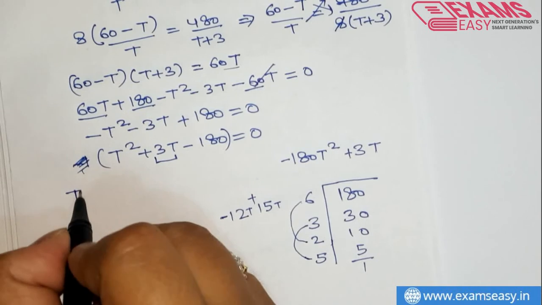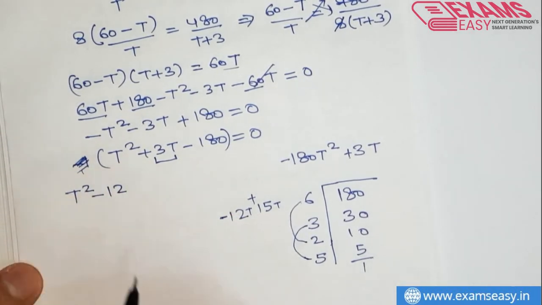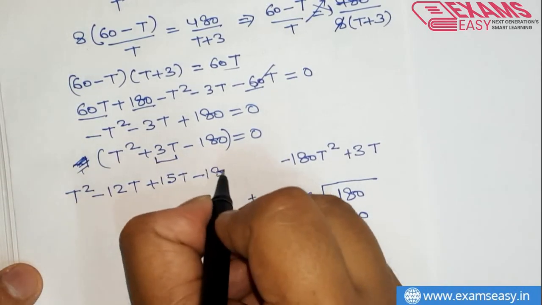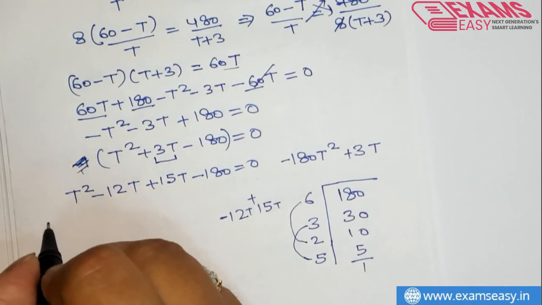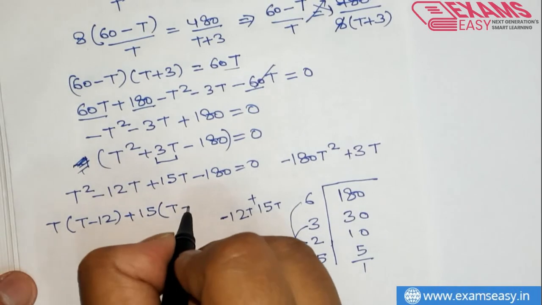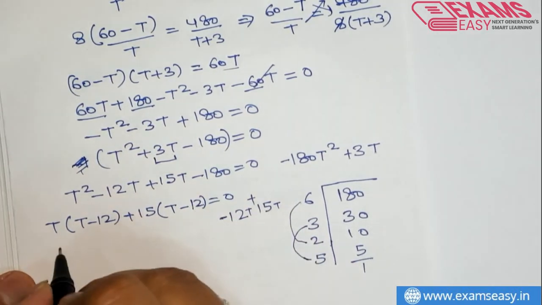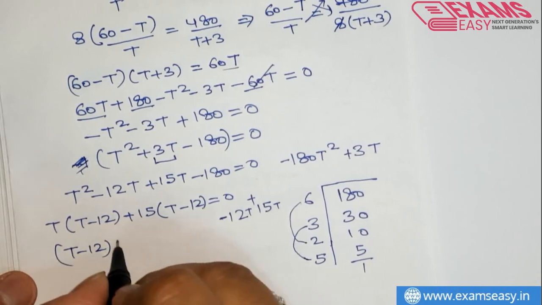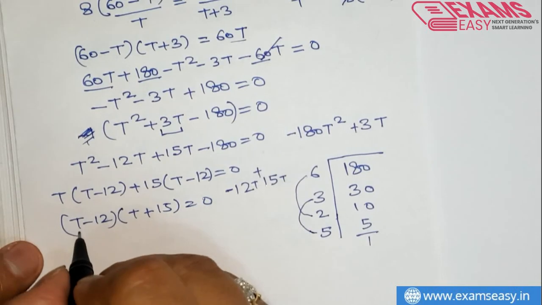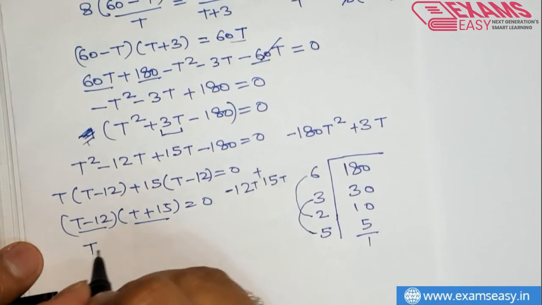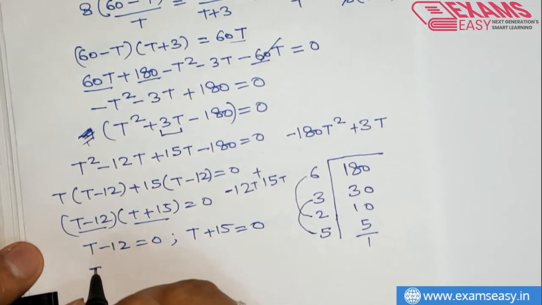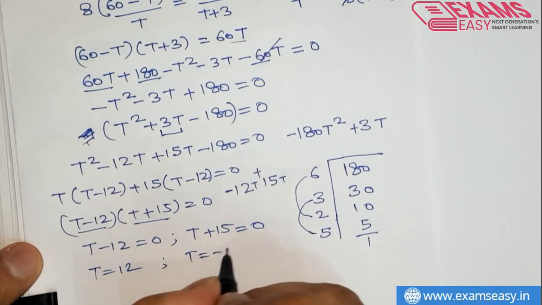Let us split it. So t square minus 12t plus 15t minus 180 is equal to 0. So if we take t as common, then it will become t minus 12, and we take plus 15 as common, then it will become t minus 12 is equal to 0. Then we take t minus 12 as common, then within the bracket we get t plus 15 is equal to 0. Now we equate both the terms individually to 0, then we get t minus 12 equal to 0 and t plus 15 is equal to 0. t is equal to 12 here and t is equal to minus 15 here.